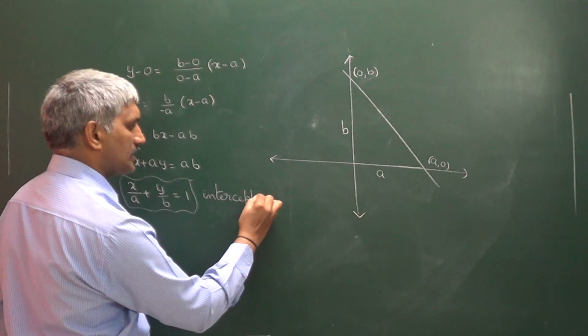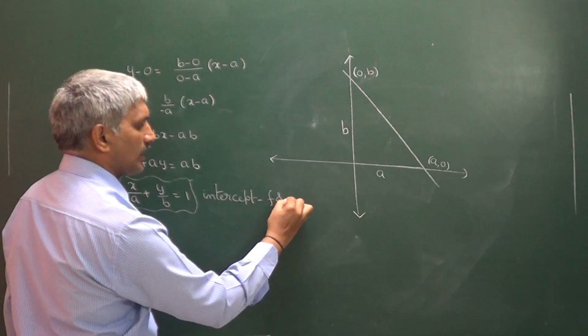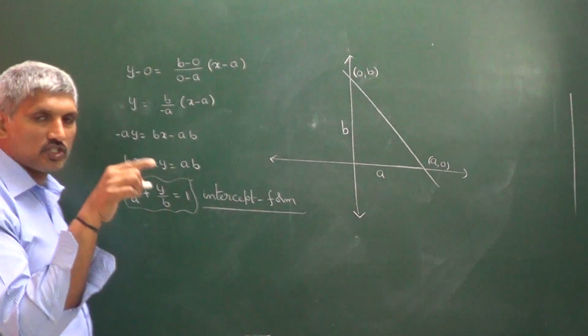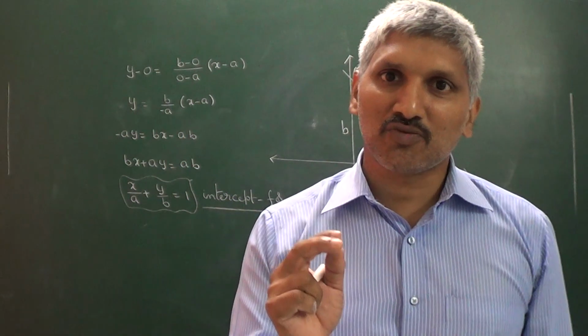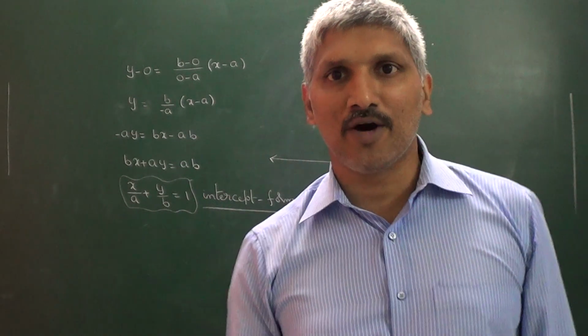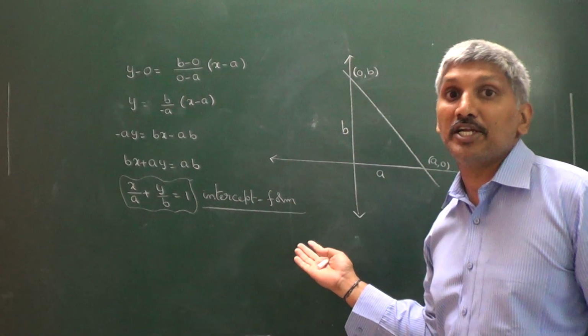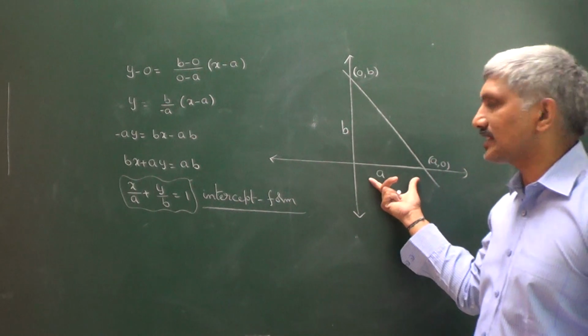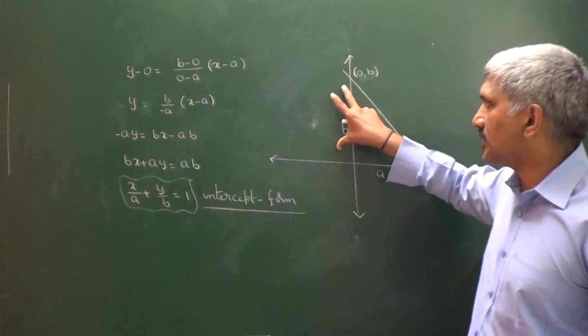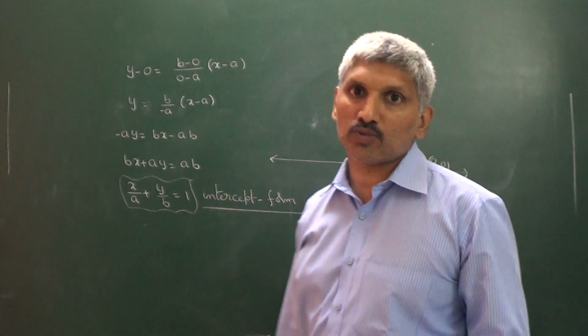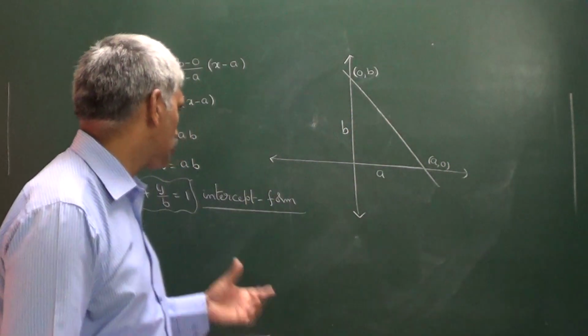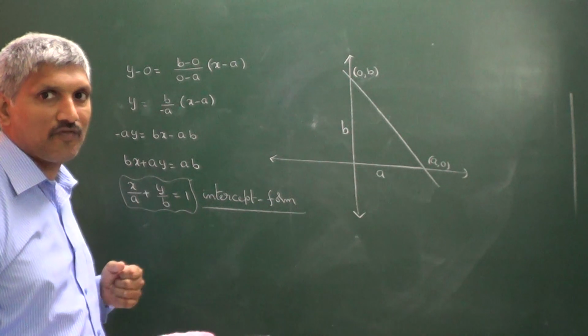That is the intercept form of a line equation. First we discussed point slope form, next we discussed two points form, and now we are discussing intercept form. When x-intercept is equal to a and y-intercept is equal to b, then the equation of the line is x by a plus y by b is equal to 1. This is the equation of a line.